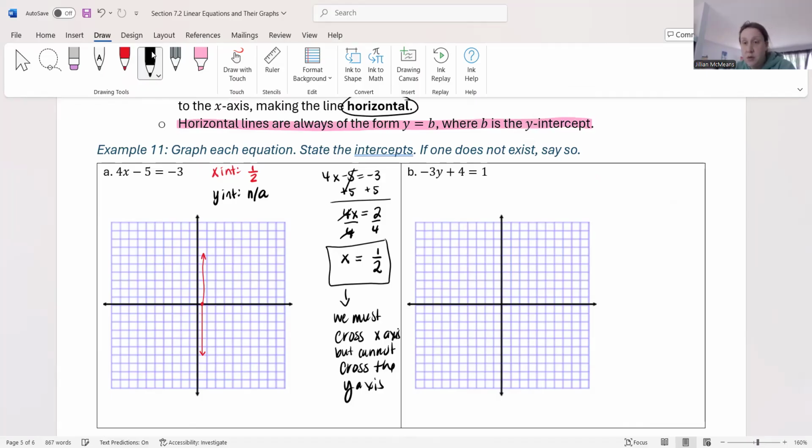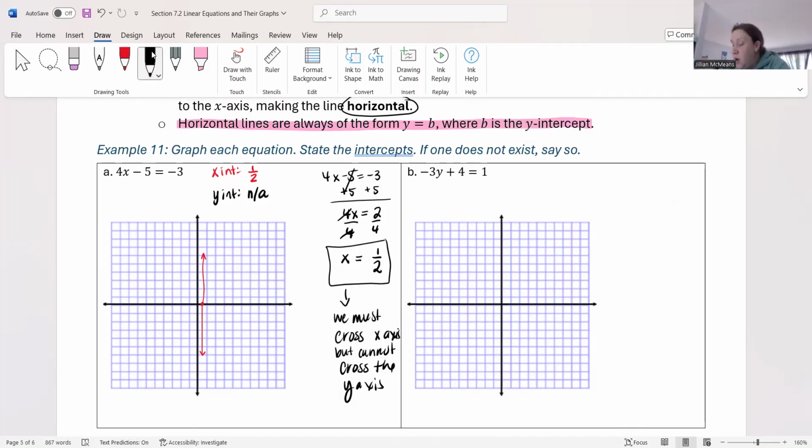Okay, so vertical and horizontal lines are really easy to graph, but you have to really understand why you have a vertical line versus why you have a horizontal line. And it all comes down to which variable is missing. When we have both x and y, we're going to touch the x and the y axis somewhere. If one of those is missing, we can't touch that particular axis. Okay, so for part B, we have negative 3y plus 4 equals 1.